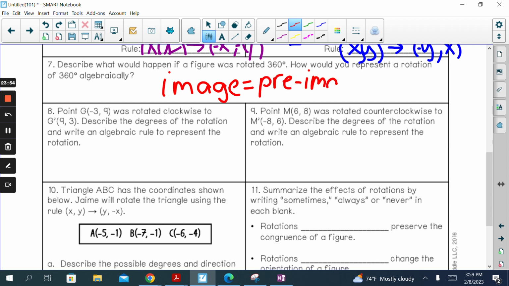And I said that in the beginning when I was showing you 90 degrees clockwise as well as counterclockwise. If you went 360 degrees, you are going to end back where you started. Your image will be in the exact same place. It will be equal to your pre-image. So we can represent that by saying (x, y) starting and finishing would not change.